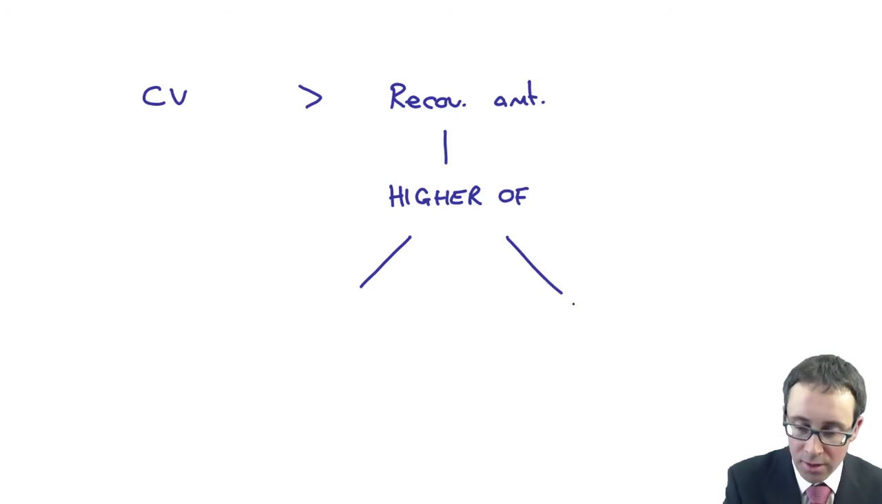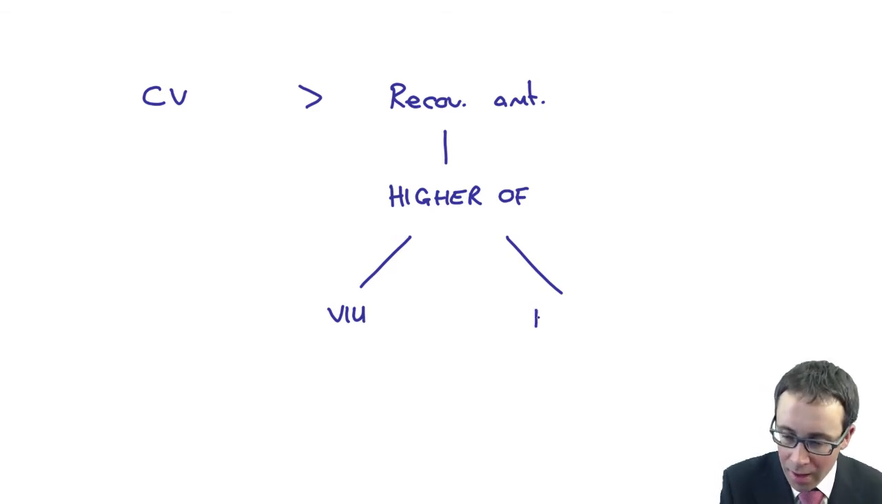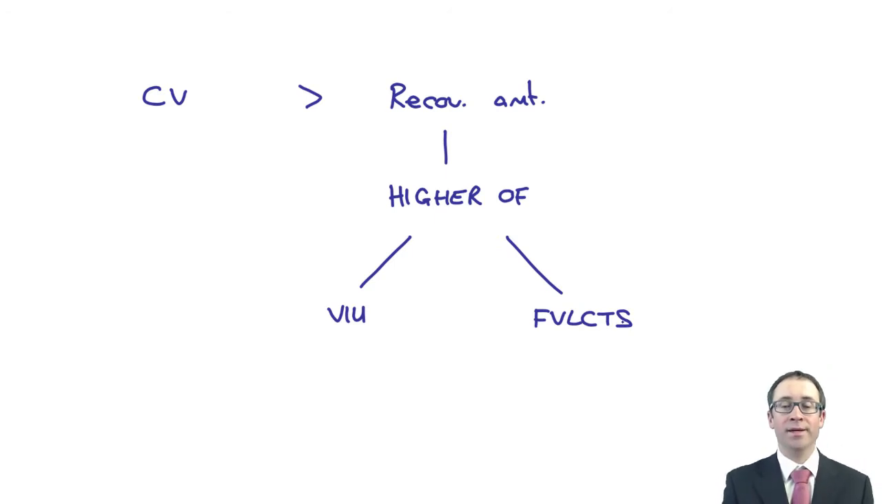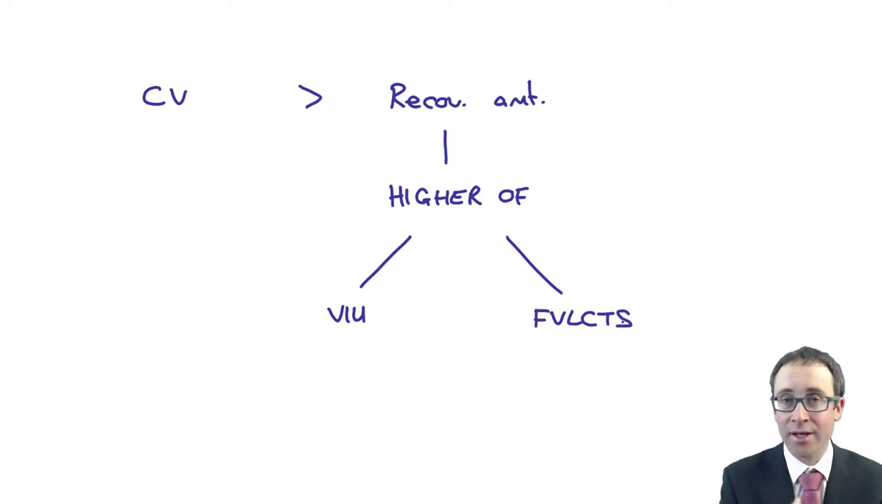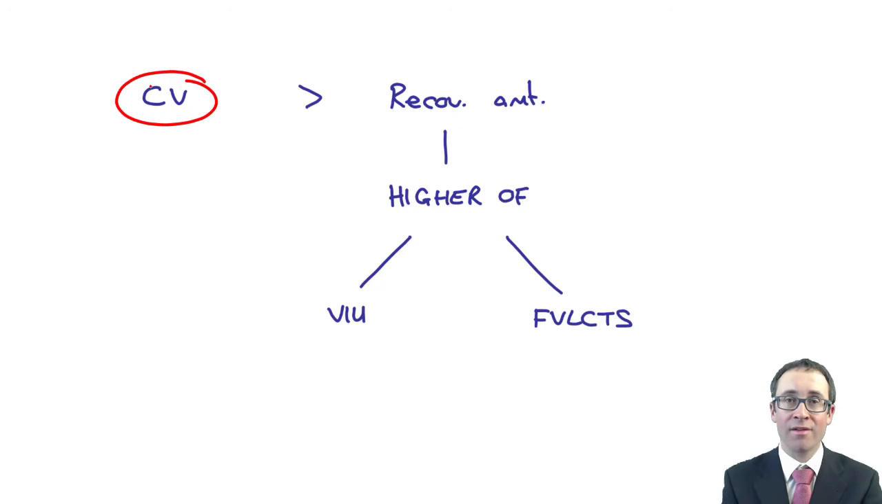The alternative use is to use it, the value in use, or alternatively to sell it. So if the carrying value is greater than the recoverable amount, then you have an impairment, and the impairment is the difference between the carrying value and the recoverable amount. In the exam, you'd be given the value in use and the fair value less cost to sell. What you have to consider here is the carrying value.